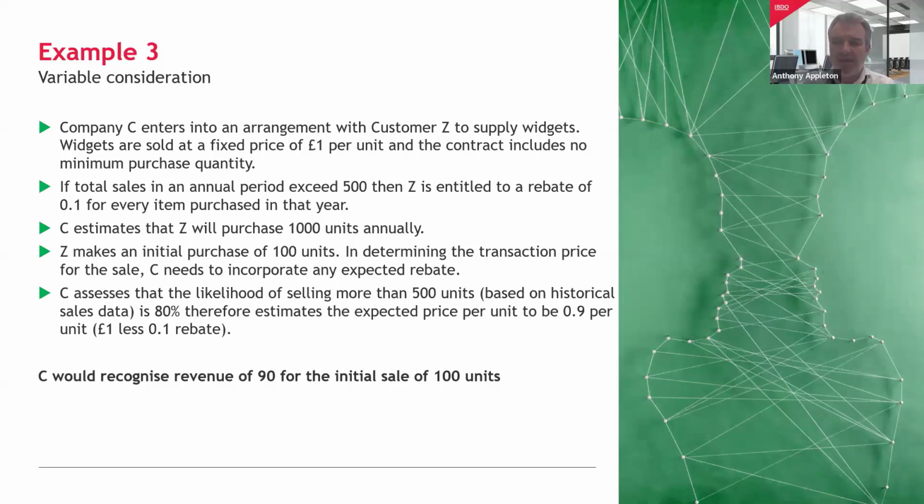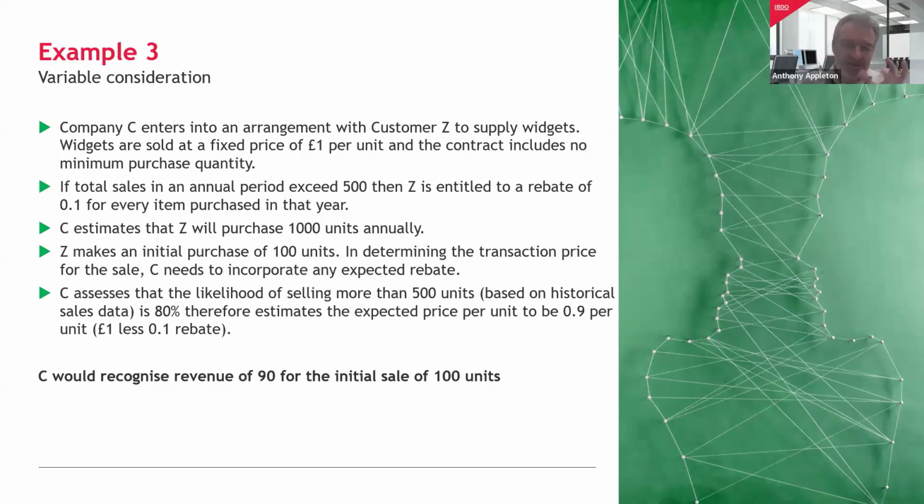We think it's got a high chance of that happening, so at 80%. So we estimate the transaction price to be 0.9 per unit. We expect to have to give that rebate. So in that case, we'd recognise 90 for the initial sale of 100 units, even though at that point they will have paid us £1 per unit. We do expect to have to give that back as a rebate. So it's not highly probable we will keep the whole 90.